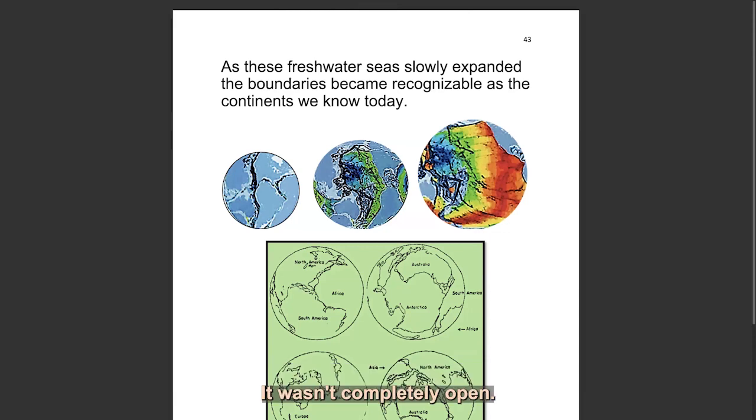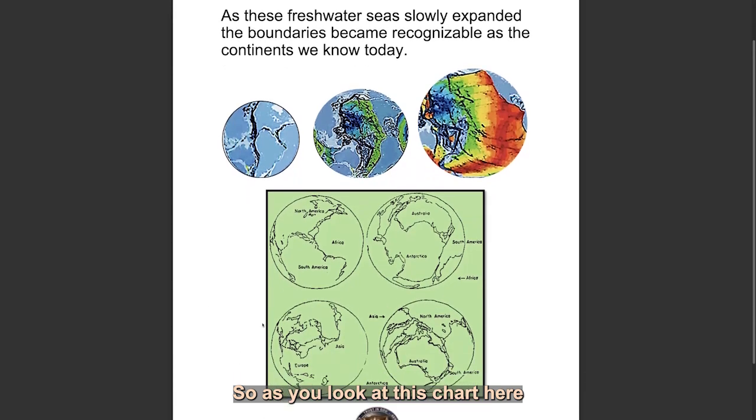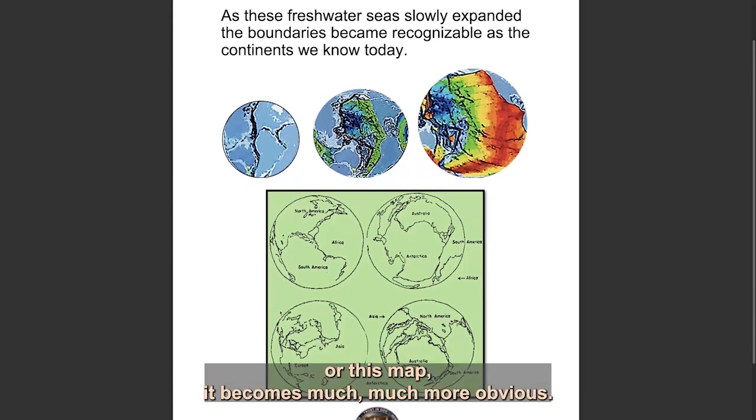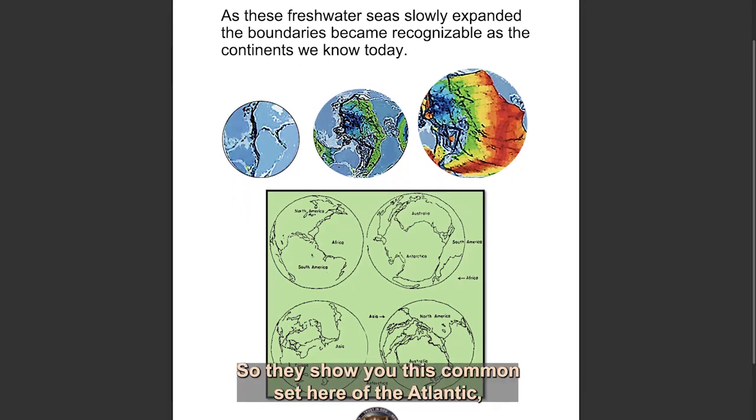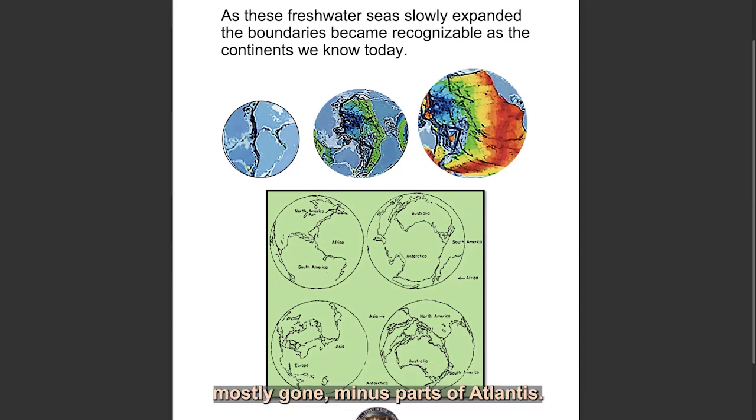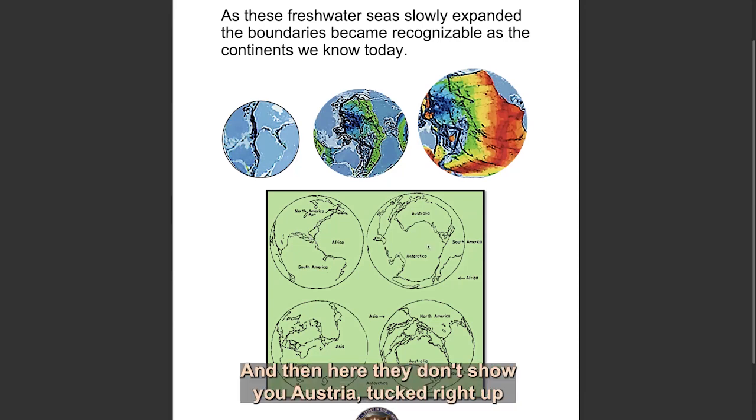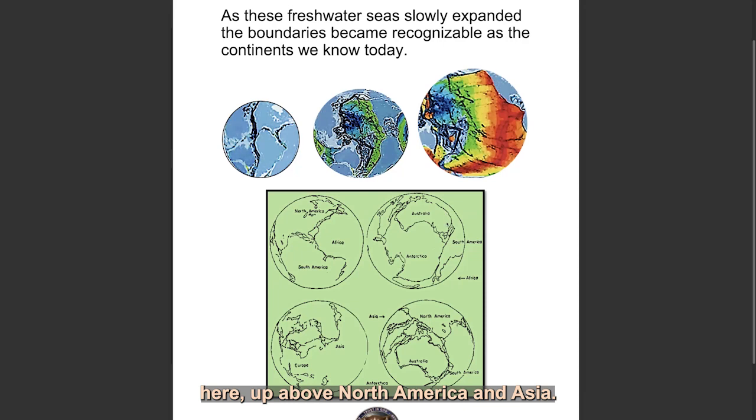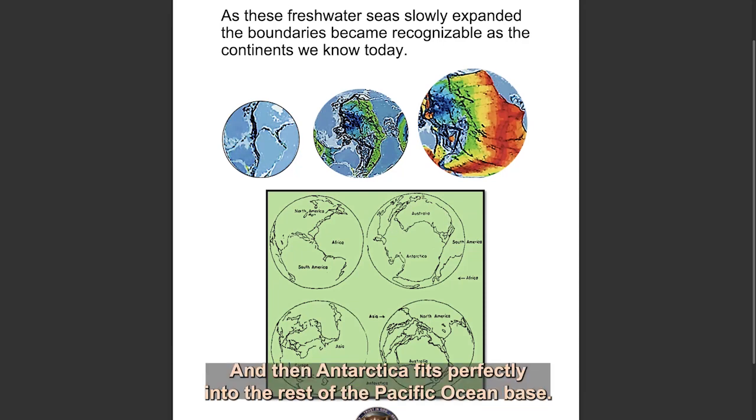It wasn't completely open. So as you look at this chart here, or this map, it becomes much, much more obvious. So they show you this common fit here of the Atlantic mostly gone, minus parts of Atlantis. And then here, they don't show you, Australia tucked right up here, up above North America and Asia, and then Antarctica fits perfectly into the rest of the Pacific Ocean basin.